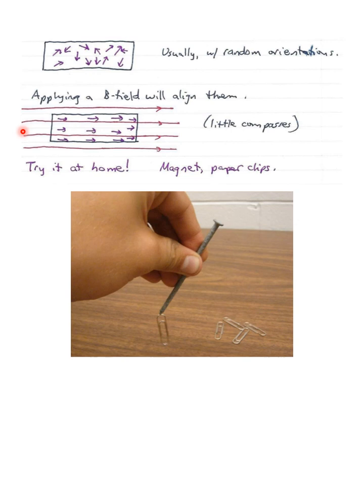Now, even though we call it a permanent magnet, it's not really permanent, and even these magnets will lose their magnetism over time.